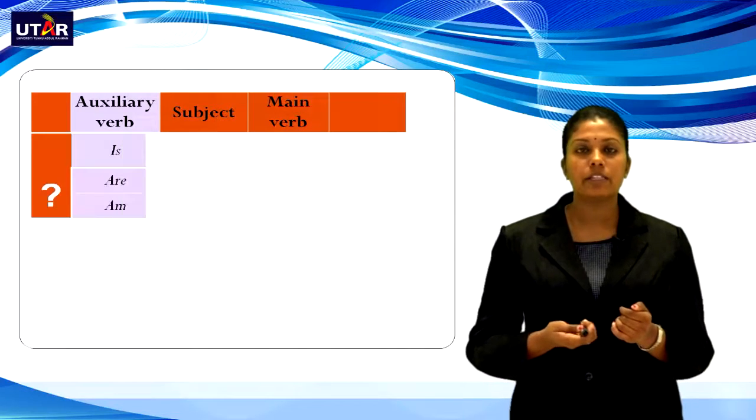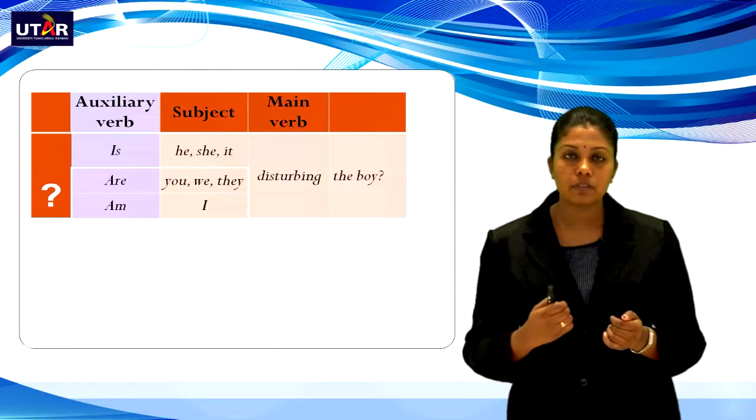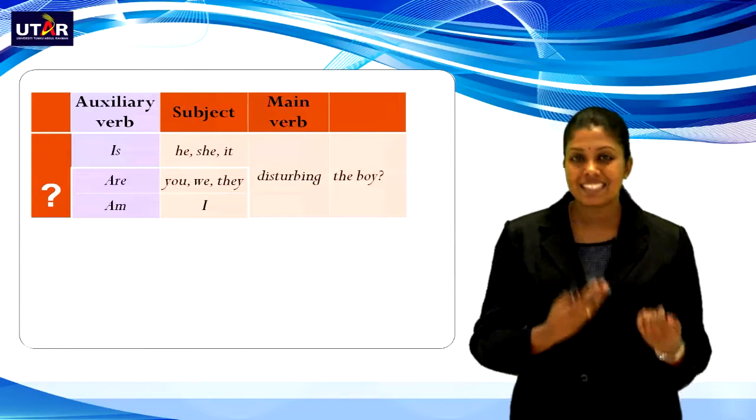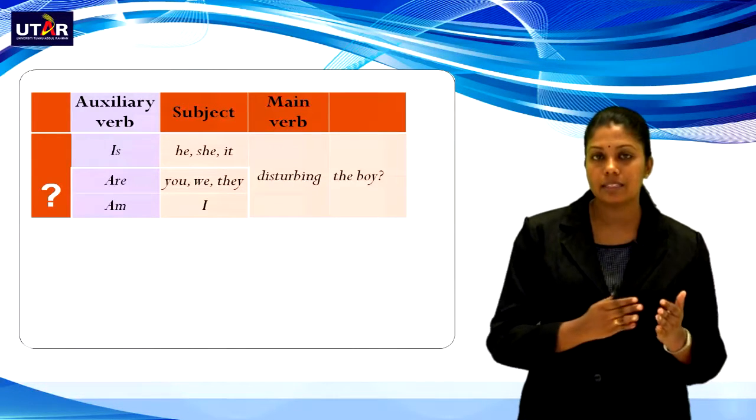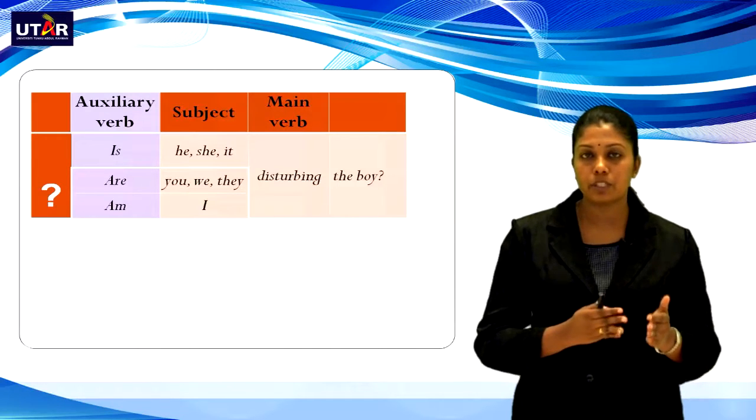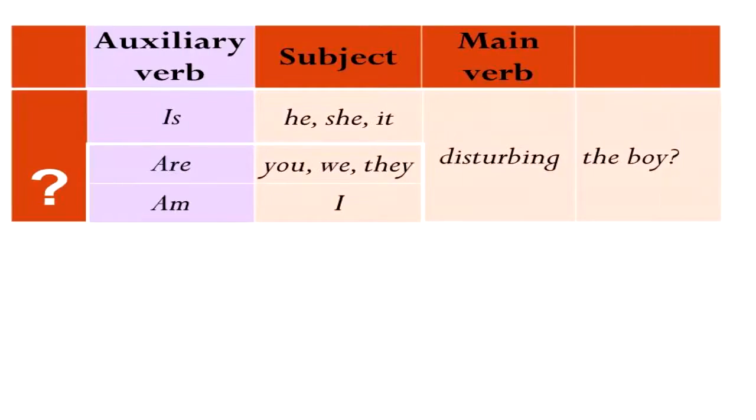Now, let's move on to the question form. For the question form, the auxiliary verb starts the question. It is placed at the beginning of the question. So, is is used for the singular subject. So, is he, she, or it disturbing the boy? Present participle of disturb, disturbing, okay, the boy. So, is he disturbing the boy? Is she disturbing the boy? Or is it disturbing the boy?